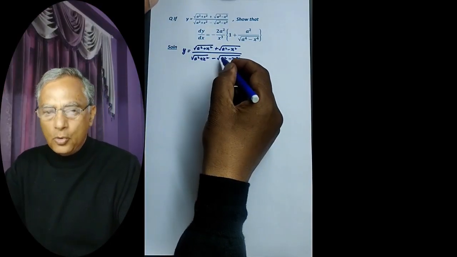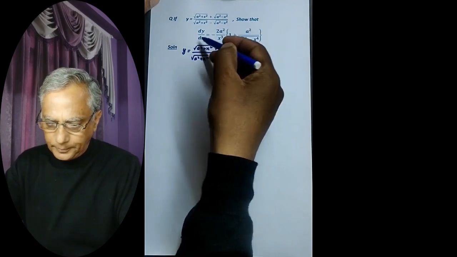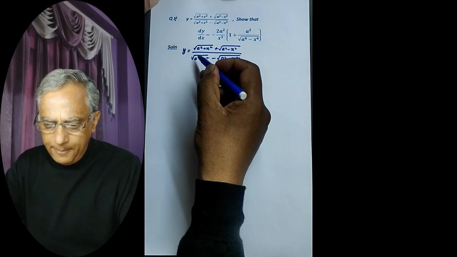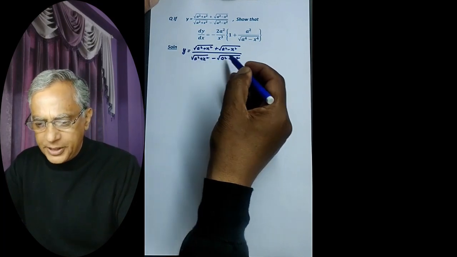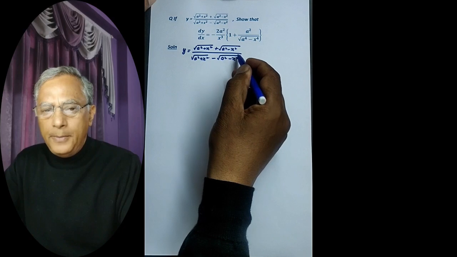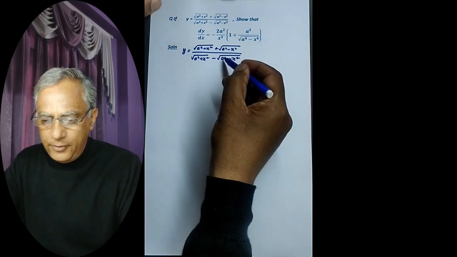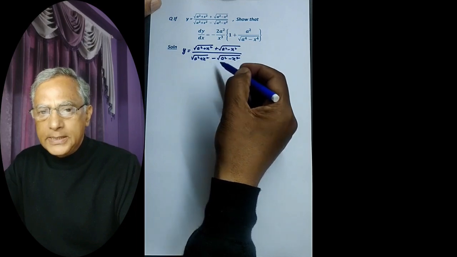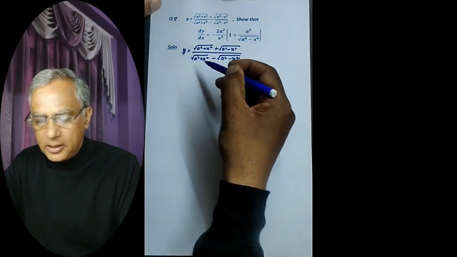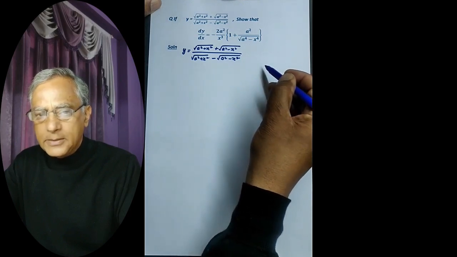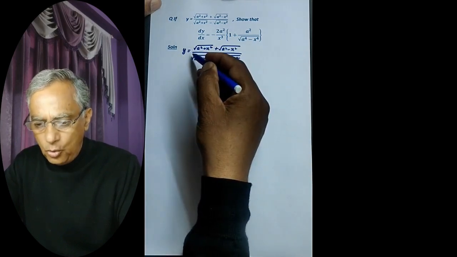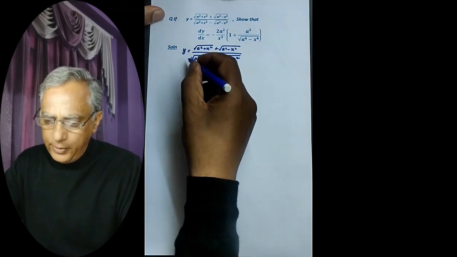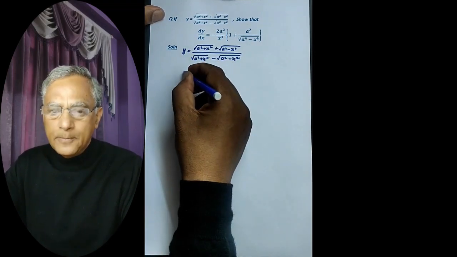Now here y is given to be this, and we have to show that dy/dx is this much. If we proceed with the differentiation directly, this question will be complicated. We will have to use the rule for division: d/dx of f over g is g(x) whole square in the denominator into g f'(x) minus f g'(x). This rule will be applied, and this will complicate the question a lot. So what we do is we first simplify this function.